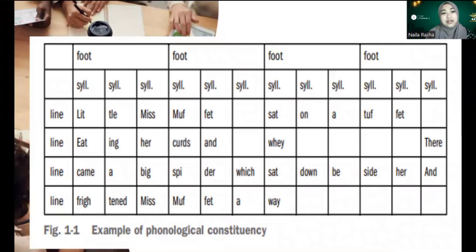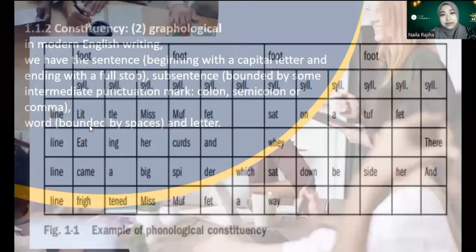You may see this is the example of phonological constituency from the song Little Miss Muffet Sat on a Tuffet. If you want to know about this song, you may search on YouTube. This is a simple children's song. This is the foot. You may see from the table the foot, syllable, and the text on the line.